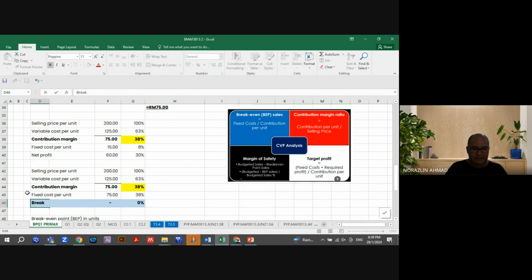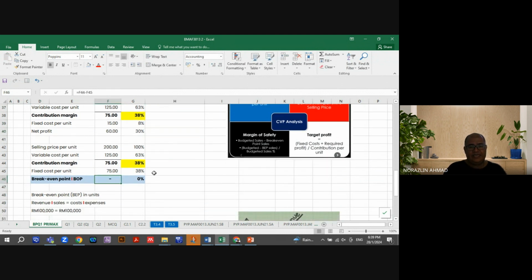Break-even point, BEP, zero profit. Okay. The formula, you can get from the internet. Break-even point in units equals fixed cost divided by contribution margin per unit.